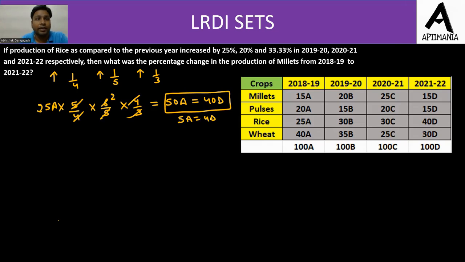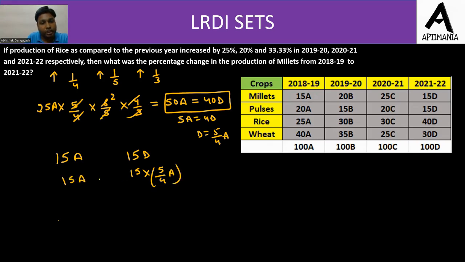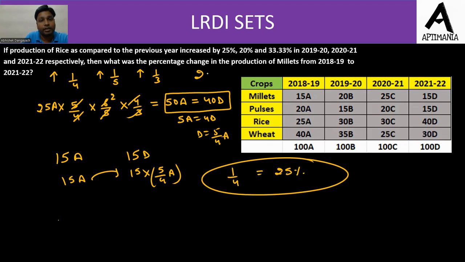अब चेक करते हैं मिलेट्स के लिए. Millets from 2018-19. In 18-19, millets were 15A, and in 21-22, millets were 15D. Now, can we write the value of D as 5 by 4 of A? So, if we substitute the value of D as 5 by 4 of A, this was 15A. This becomes 5 by 4 of 15A. So, there is definitely an increment of 1 by 4, which is 25%. So, the answer to this question is 25%. There was an increment of 25% in case of millets.